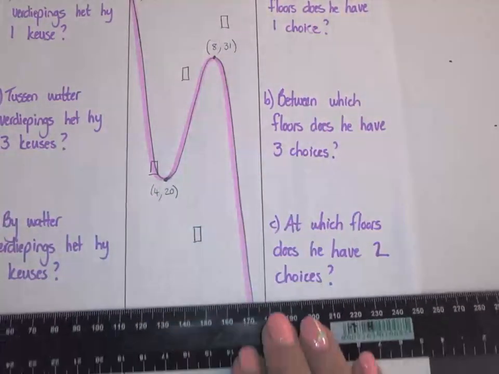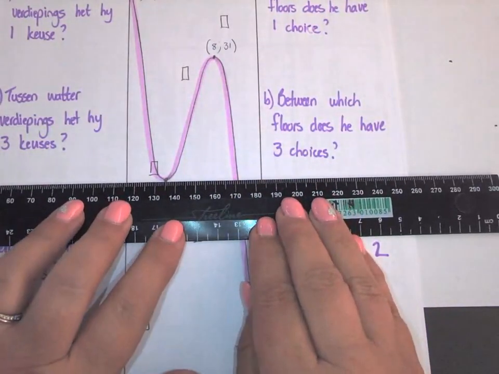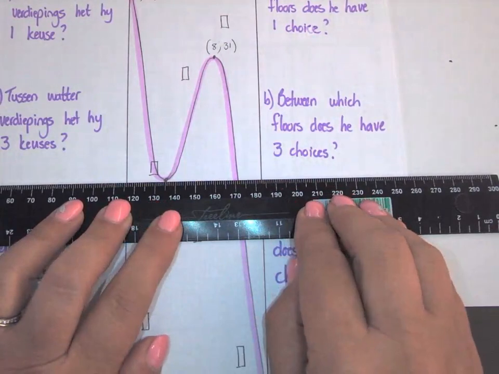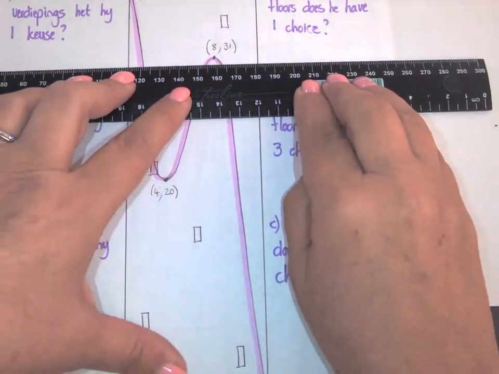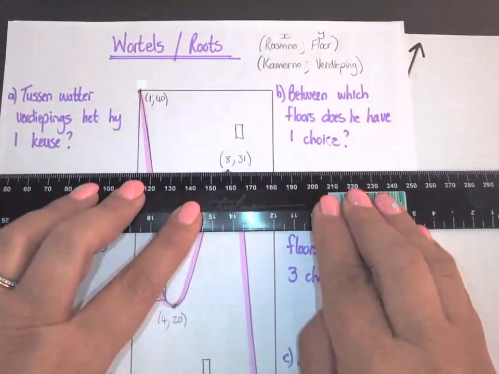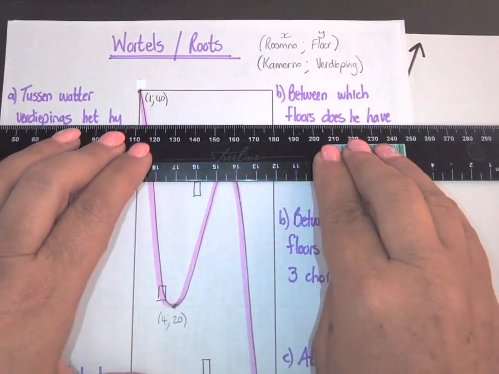One. And if he gets on floor 20, 2. And if the elevator goes above floor 20, 3. And when it gets to 31, 2. And when it goes above 31, 1.